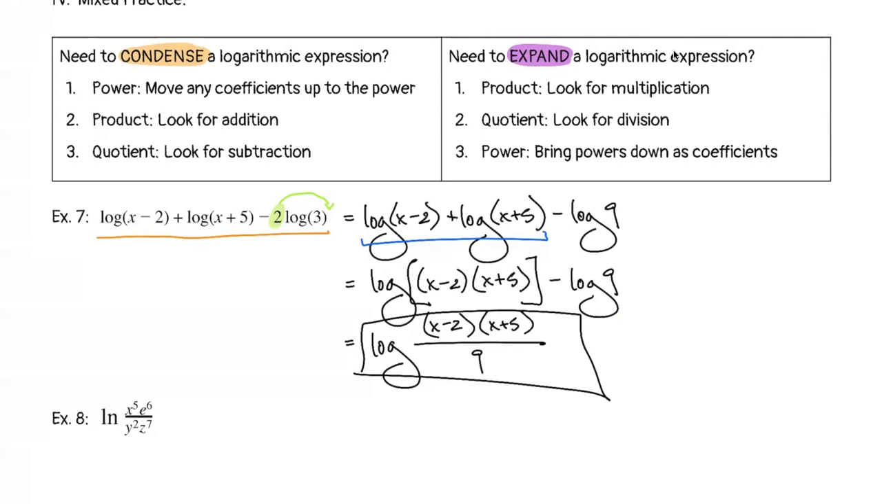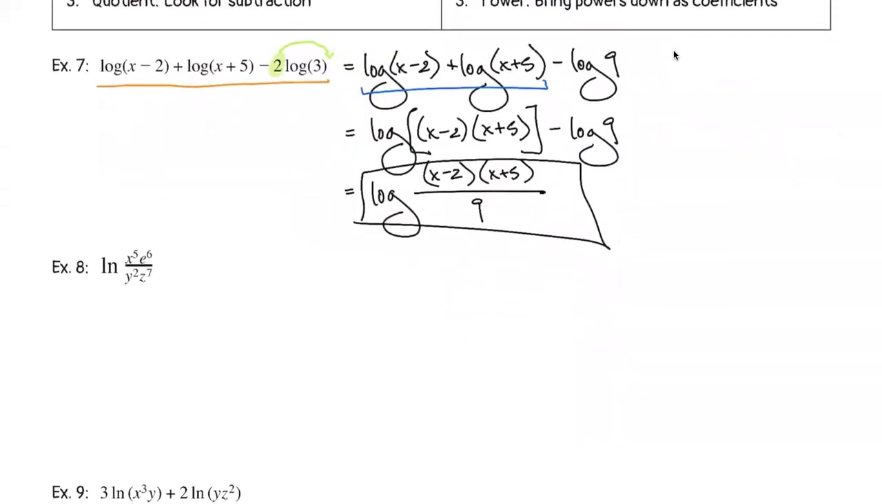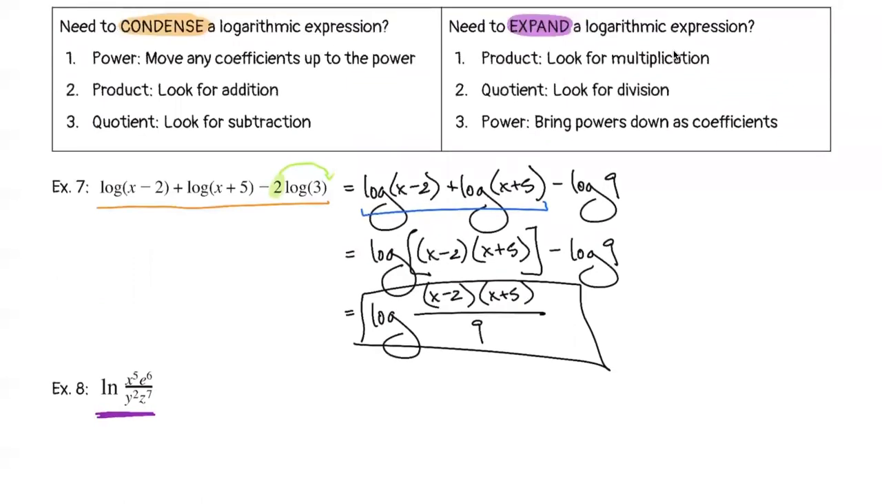example number 8. All right, example number 8. So example number 8, we have a single log. And so to me, that's a clue that I want to expand. All right. So let's see what the rules say about expanding. We're going to look for any products first. Then we're going to look for any quotients. And then we're going to look for any powers.